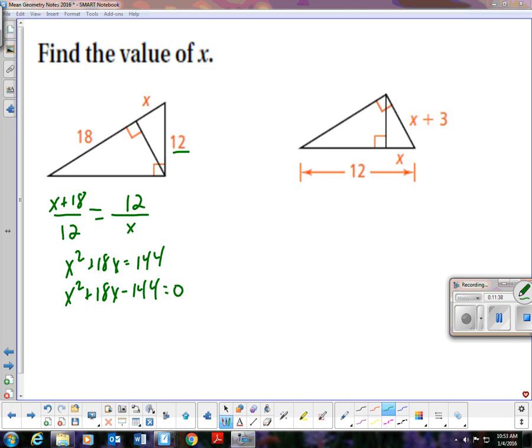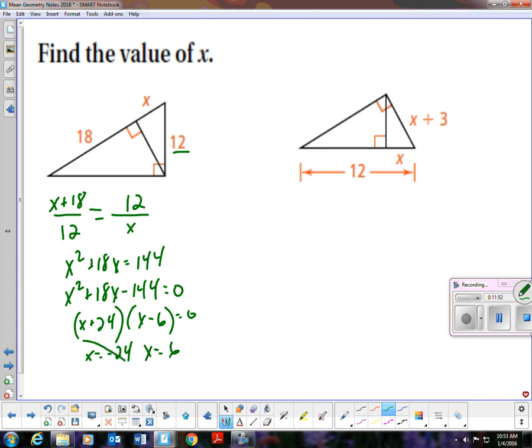So now we have to take this problem and we're going to have to factor it. And so when I factor it, I'm going to get x plus 24 and x minus 6 equals 0. So I get x is equal to negative 24 and x is equal to 6. And I know I can't have a negative distance, so I got to go with x is equal to 6.